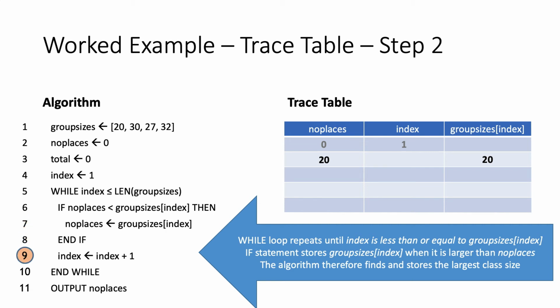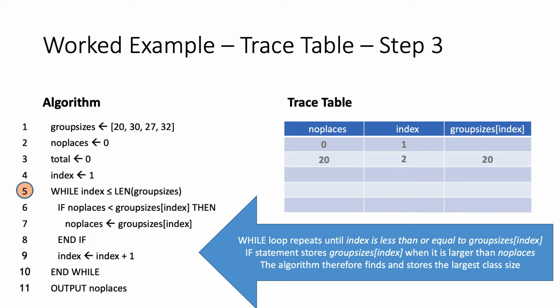Get to the end if, and then we get to the index. This adds 1 to the index, so index goes from 1 to 2. Move to the end while. And now we move back up to the top of the loop.